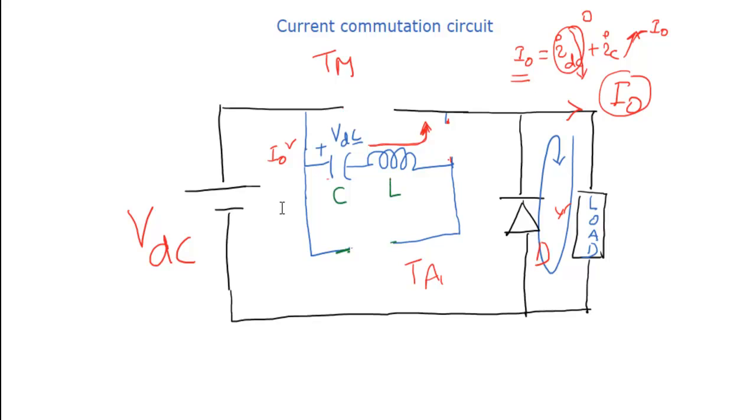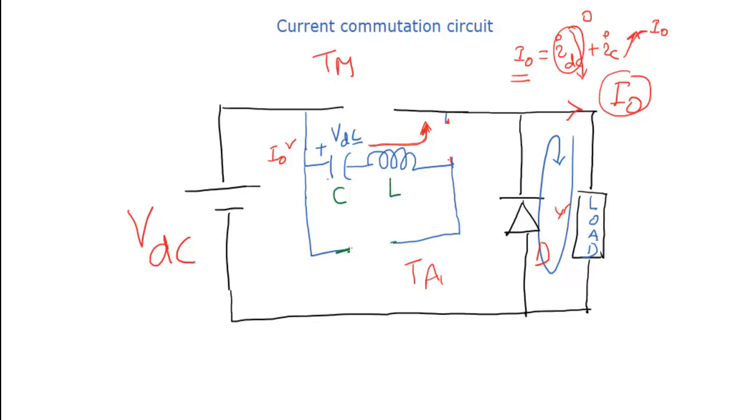That is why most of the time we use the current commutation circuit in DC to DC converters and inverters. So this is the operation. Same thing we will discuss with the help of equivalent circuits, and then we will draw the waveforms. From the waveforms we will discuss some important equations.